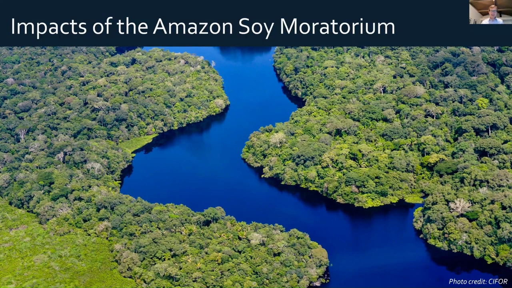So it was adopted in 2006. We started looking at this around 2016. We had a decade of data post the soy moratorium's adoption, and we really wanted to know what was the avoided deforestation that that policy helped create.